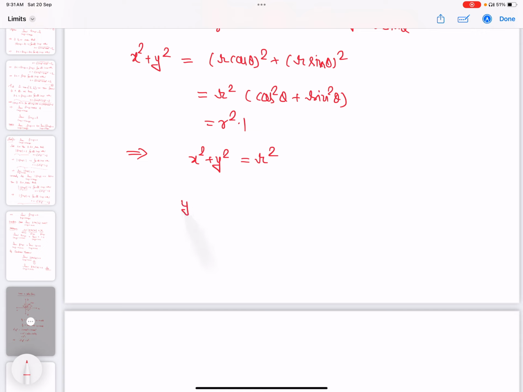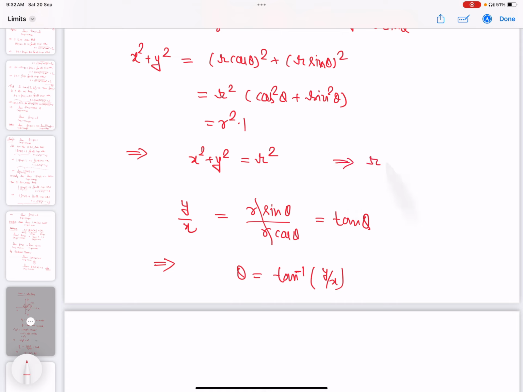Now, y upon x is what? r sin theta upon r cos theta. So r is cancelled out, and that is tan theta. This implies theta is equal to tan inverse of y upon x. And from here, what is r? r is the square root of x square plus y square.